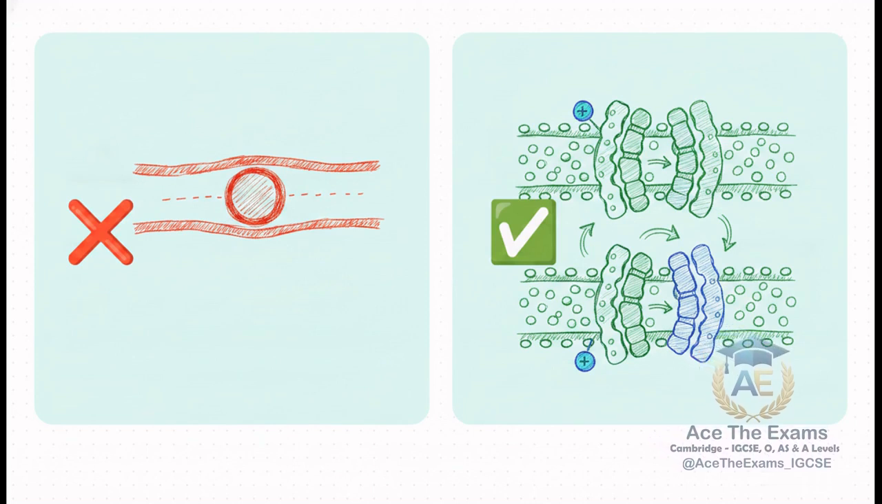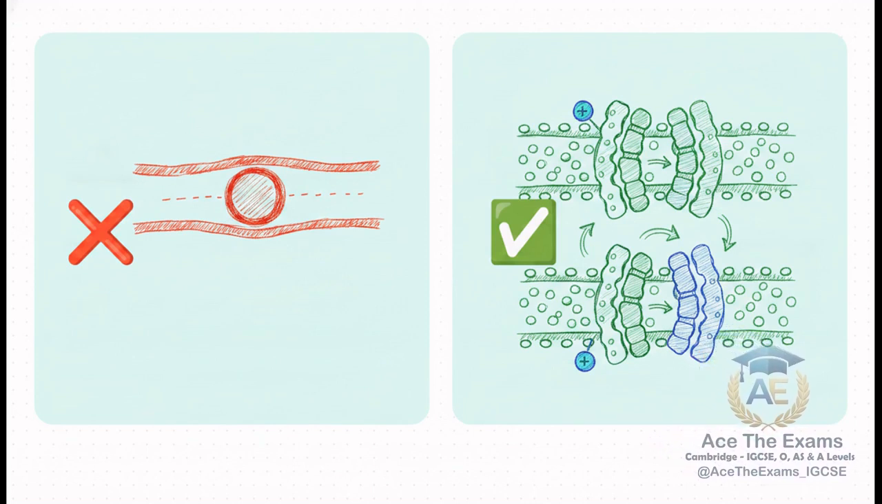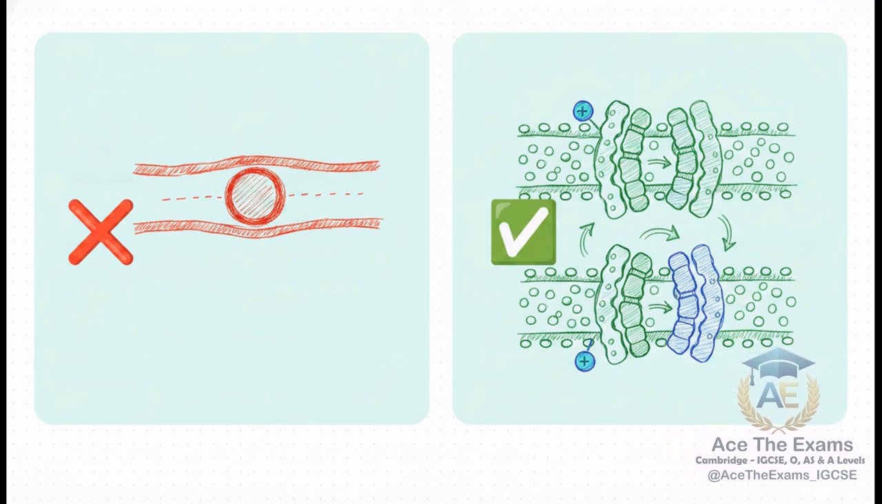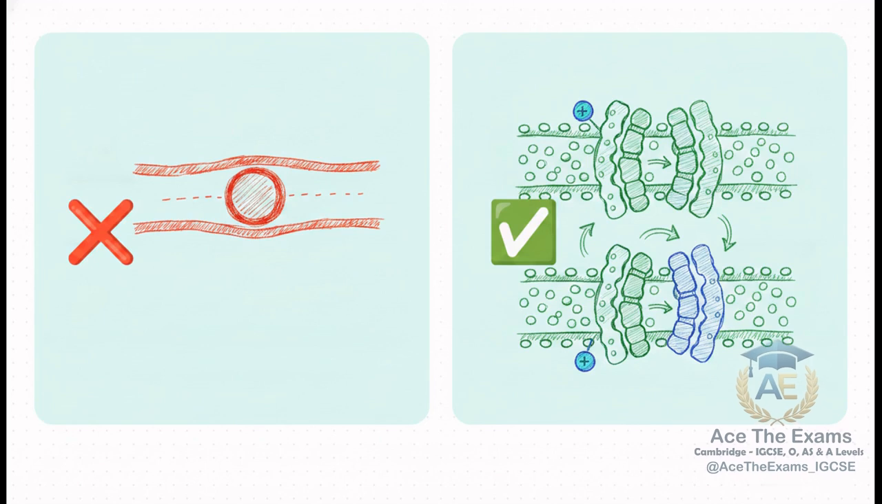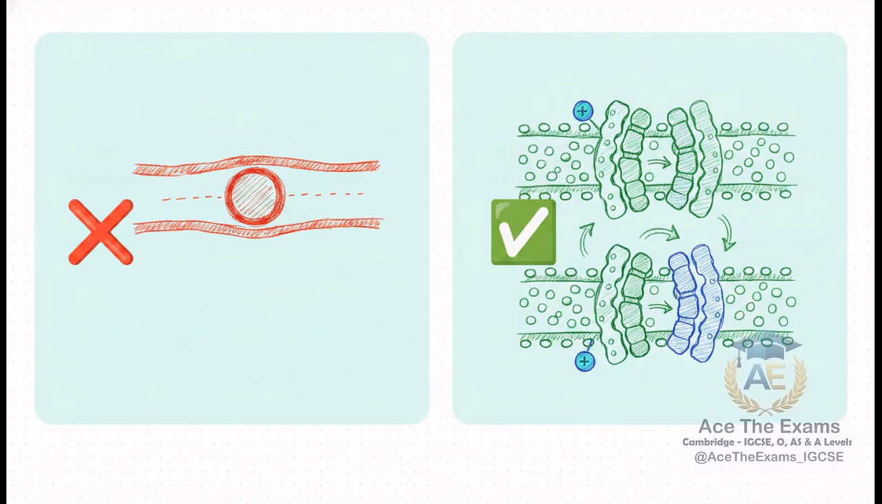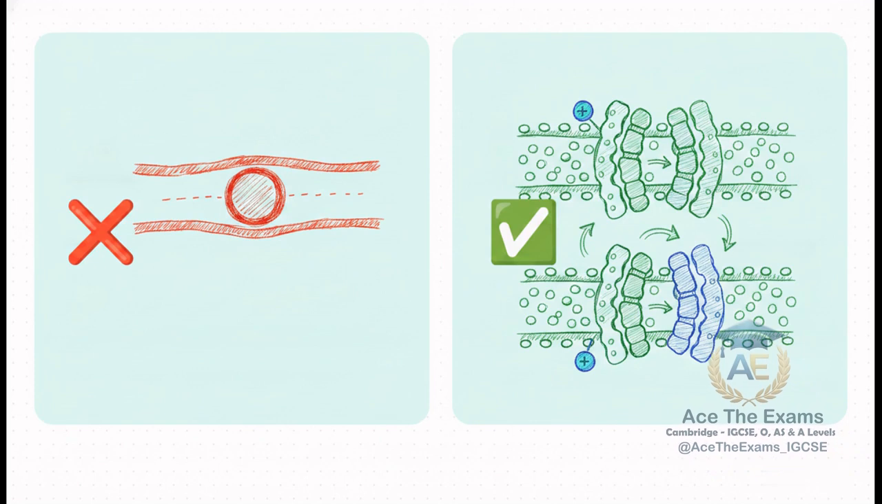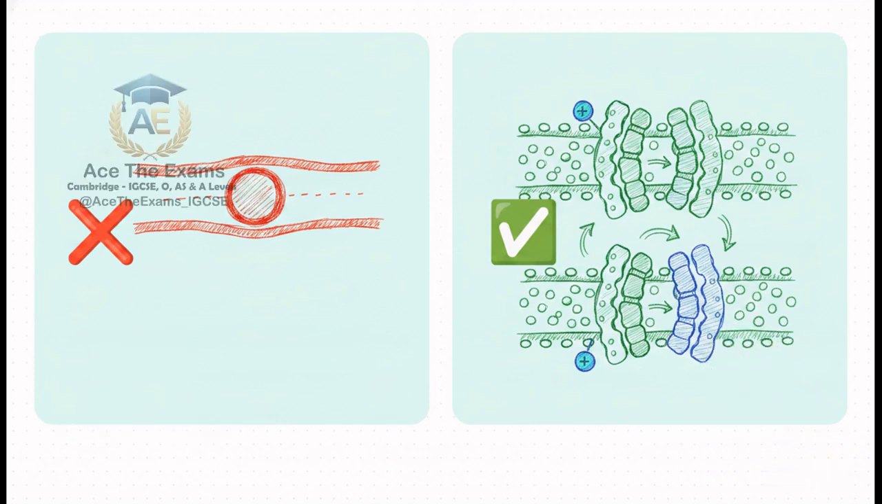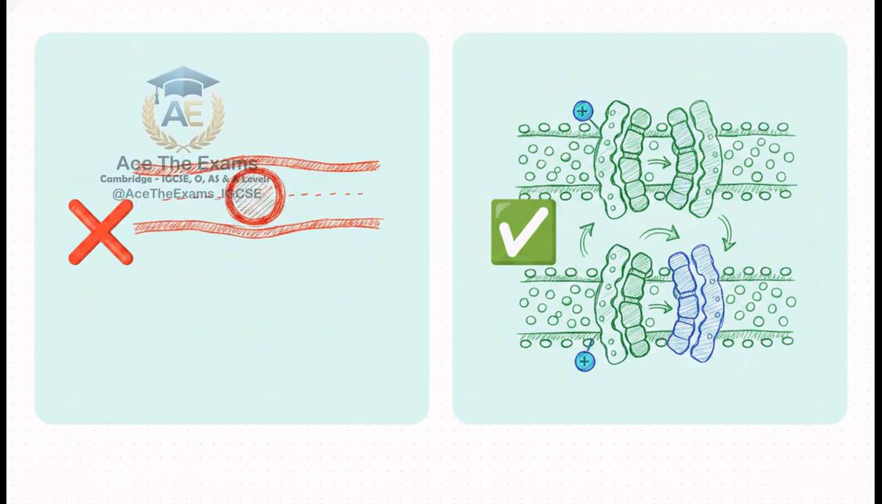Take a look at this typical flawed student answer. Respiration produces ATP, which is used to move ions across the membrane. It sounds true, right? But it scores terribly. Now compare that to a top band answer. ATP is hydrolyzed to ADP, an inorganic phosphate, releasing energy to undergo a conformational change in the carrier protein, allowing the active transport of sodium ions against their concentration gradient.